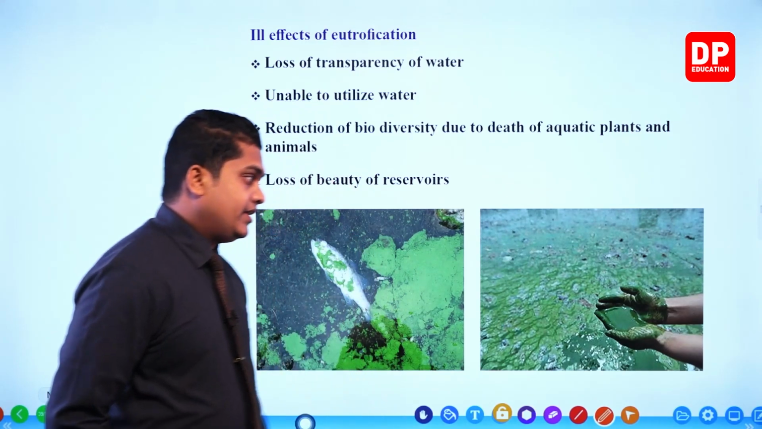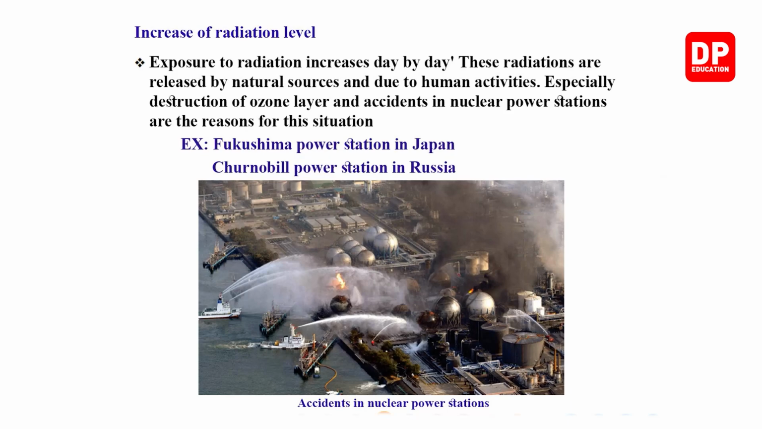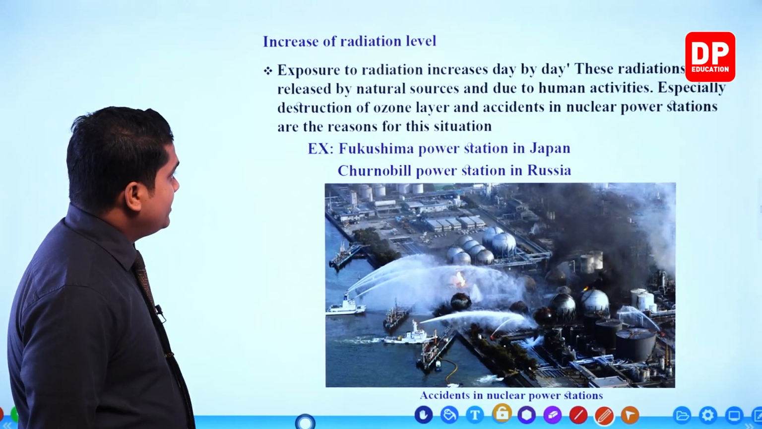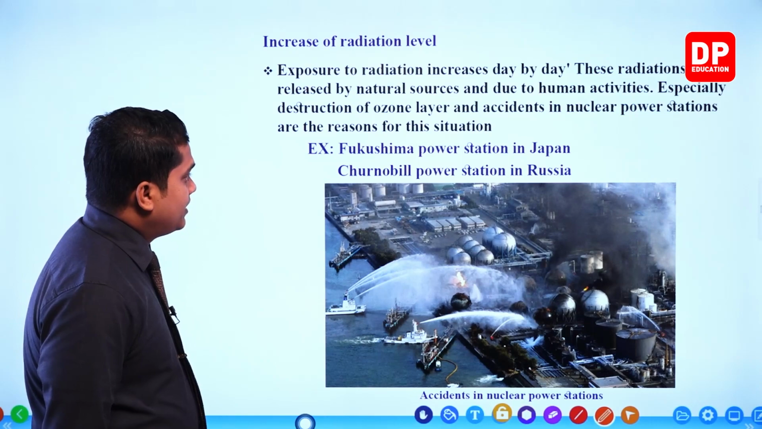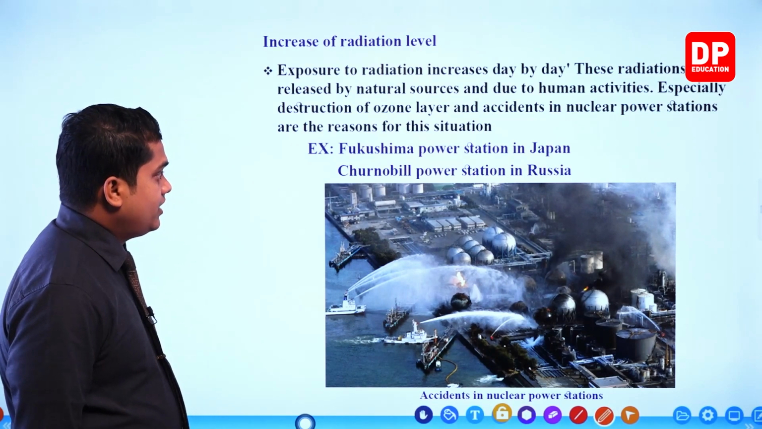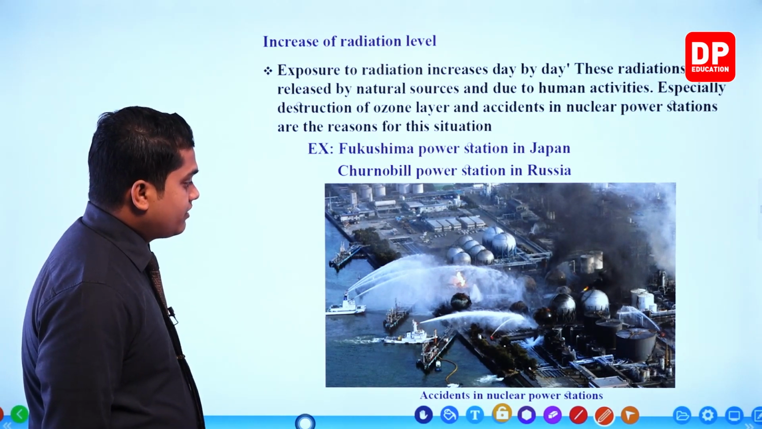Okay, right then. The next one given is the increase of radiation level. Exposure to radiation increases day by day. These radiations are released by natural sources and due to human activities, especially destruction of the ozone layer and accidents in nuclear power stations are the reasons for this situation. For example, the Fukushima power station in Japan and the Chernobyl power station in Russia.